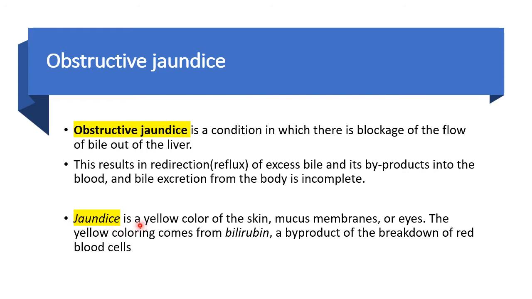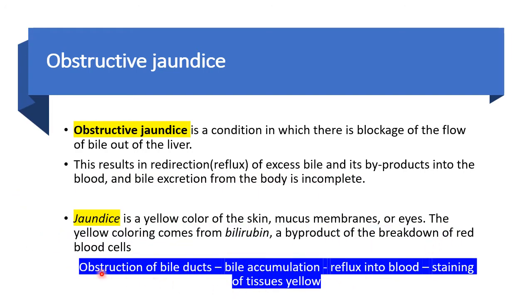Jaundice is a yellow coloration of the skin, mucous membrane or eyes. The yellow coloring comes from the bilirubin, a product of the breakdown of the RBC in the blood. Therefore, obstruction of the bile ducts leads to accumulation of the bile, especially in the liver, which refluxes into the blood and is carried to the rest of the body, where the staining of the tissues occurs.